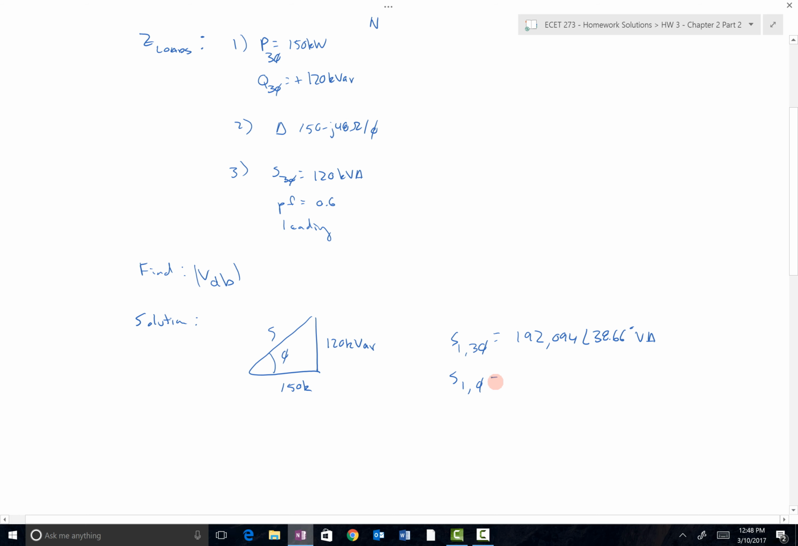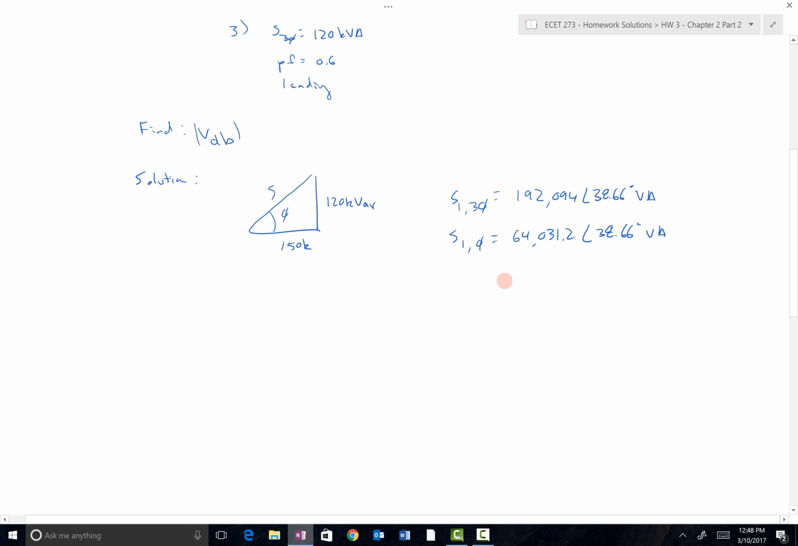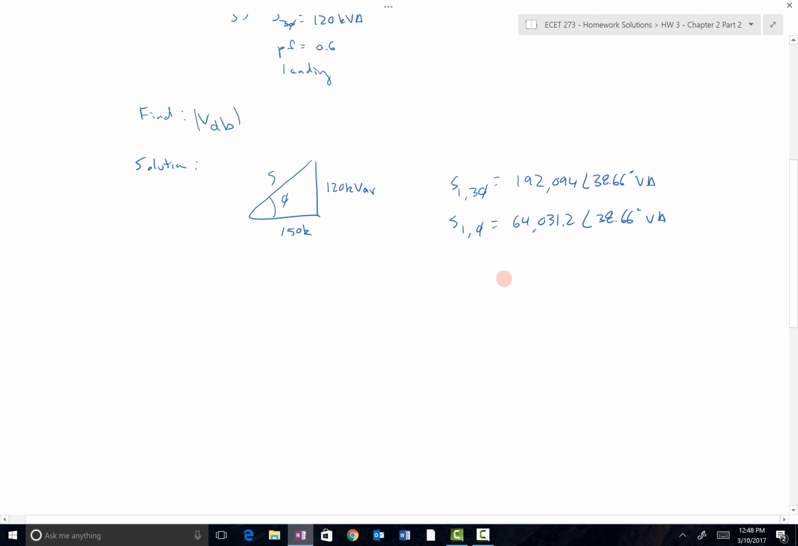S1 on a phase basis is just 1/3 of that, and that's 64,031.2 at an angle of 38.66 degrees volt amps. So now I've tackled load 1. Load 2, I was told that the load impedance ZL for the delta load is 150 minus J48. So I've got to convert that over to S2 on a phase basis.